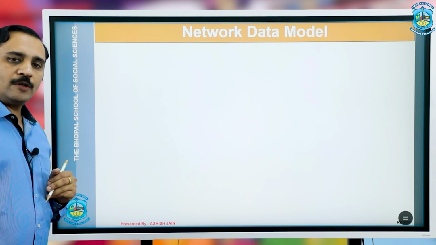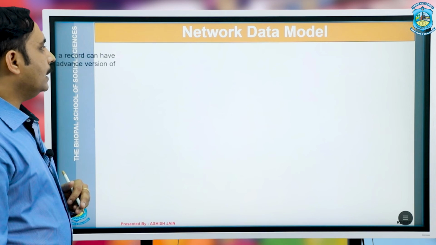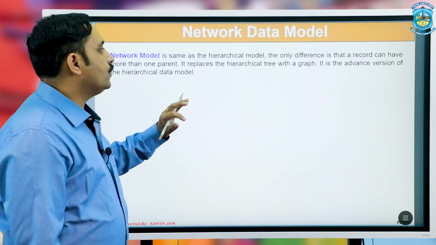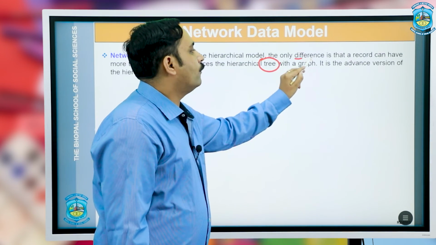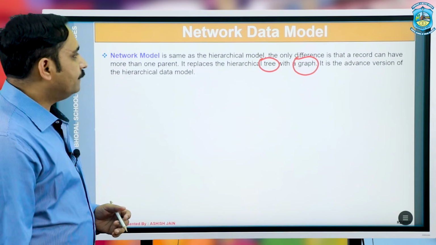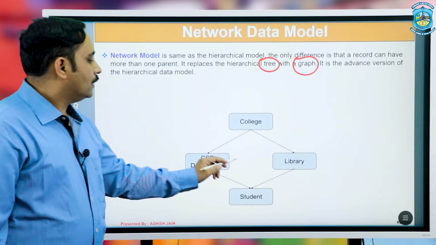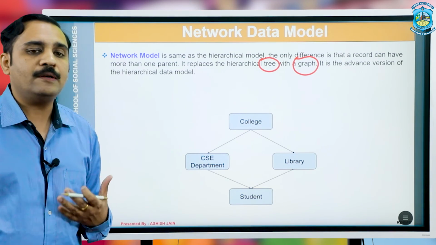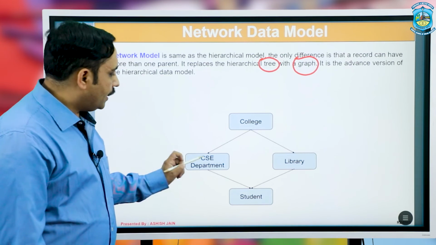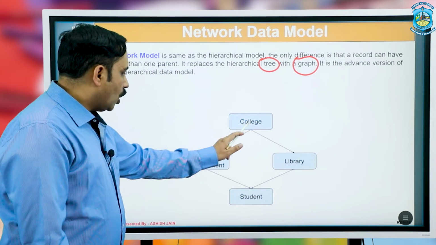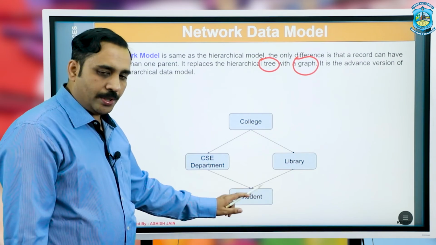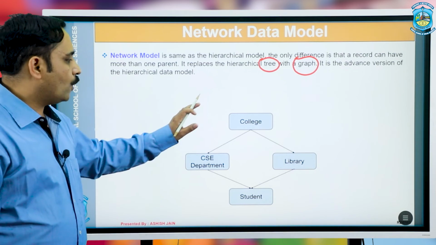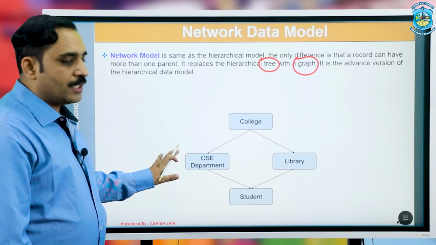To overcome the difficulties of the hierarchical model, we have the network data model. In the network data model, it is the same as hierarchical, but instead of a tree-like structure, we use a graph. So instead of a tree, it focuses on using the graph. What is a graph? It has a cycle in it. That is, you have more than one path to reach a particular node. Here, for student, I can reach from college to CSE department and then student, or else I can go from college to library, library to student. So there is more than one path from one node to the other.